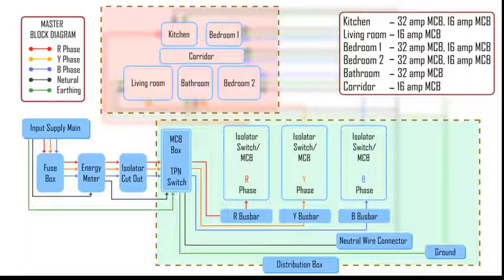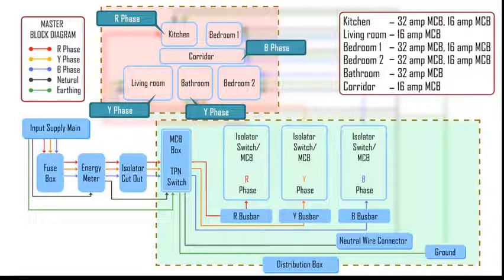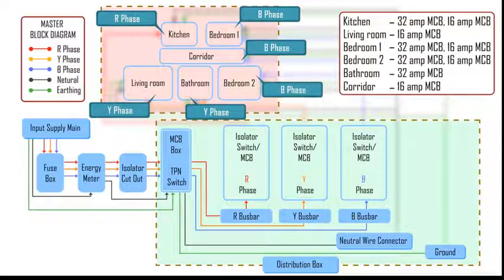In this case, the kitchen is dedicated to the R phase, the living room is dedicated to the Y phase, the bathroom is dedicated to the Y phase, the corridor is dedicated to the B phase, bedroom 1 is dedicated to the B phase, and bedroom 2 is dedicated to the B phase. So now we are ready to start the designing and wiring of the distribution box.